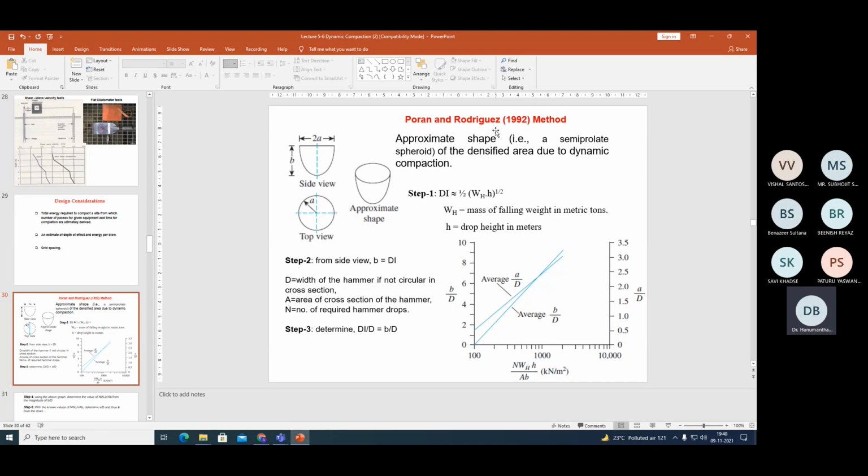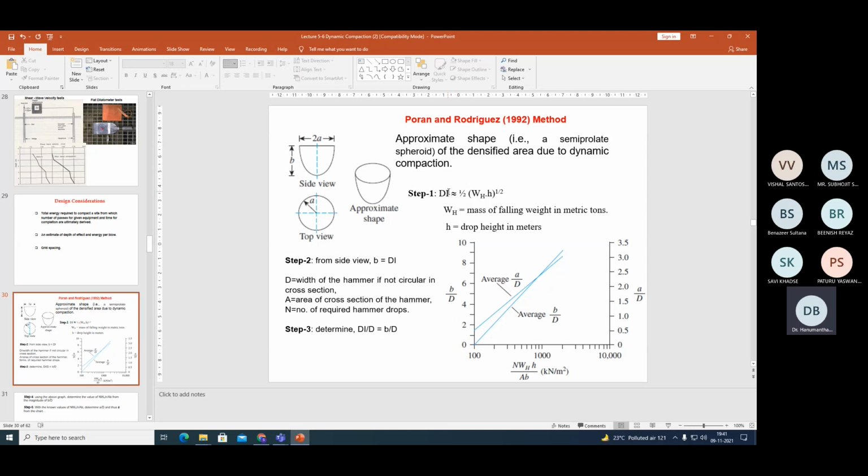Now, as per Poran and Rodriguez, they have given some design steps. Step 1: calculate the depth of influence using the approximate equation of half square root of WH into H, where WH is the mass of the falling weight in metric tons and H is the height of the drop. So if you decide the weight of the rammer and the height of the drop, then I can determine the depth of influence.